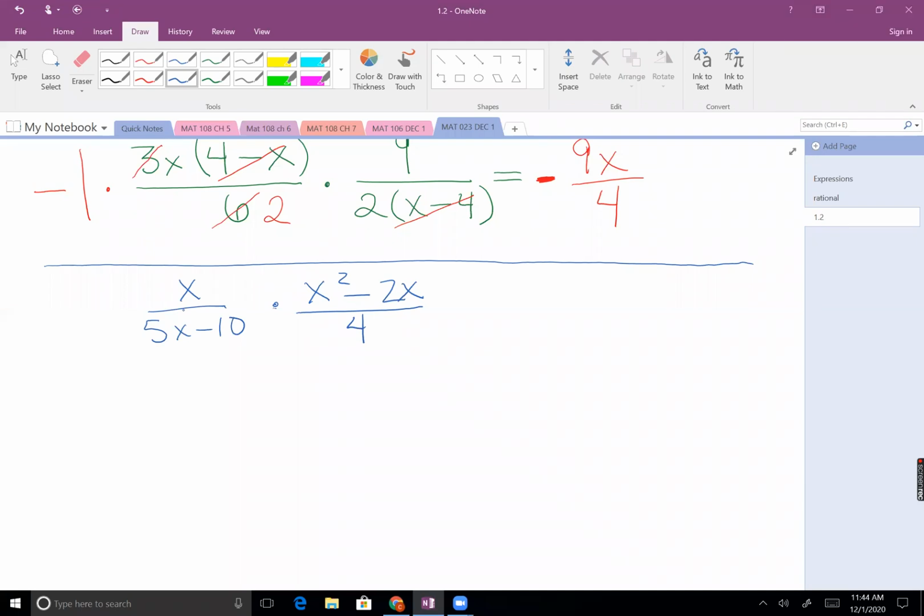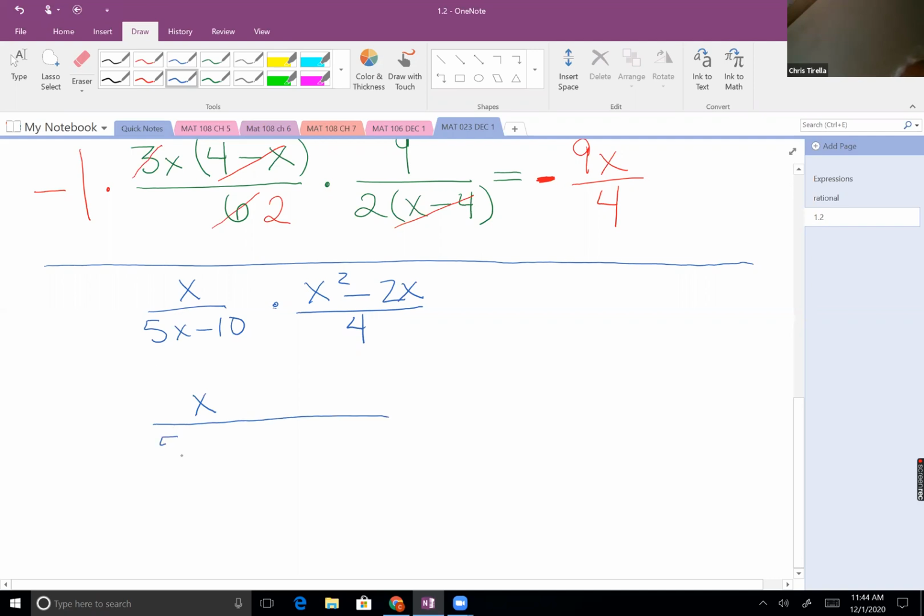Ready? Yep. First numerator is just x. First denominator, there's a common factor of 5, leaving me with x minus 2. Second numerator, there's a common factor of x, and I've got x minus 2. Second denominator is just 4. Common factors, just the x minus 2. And when I multiply across, I'm left with x squared over 20.